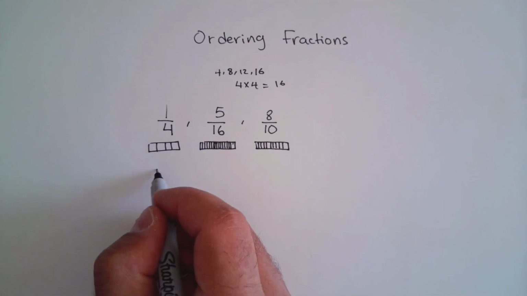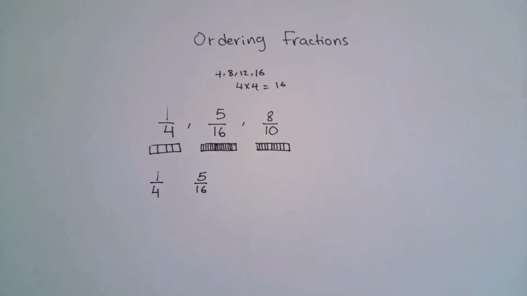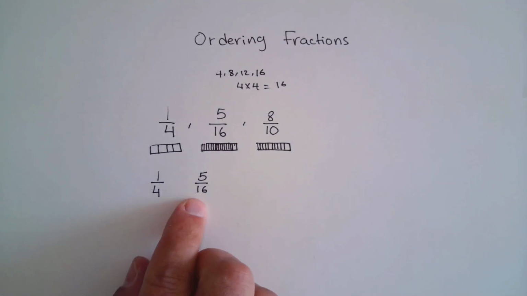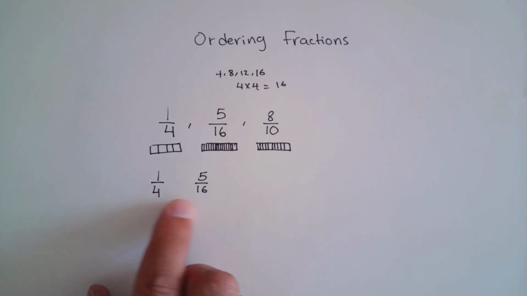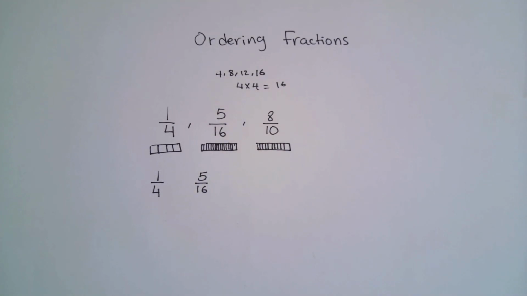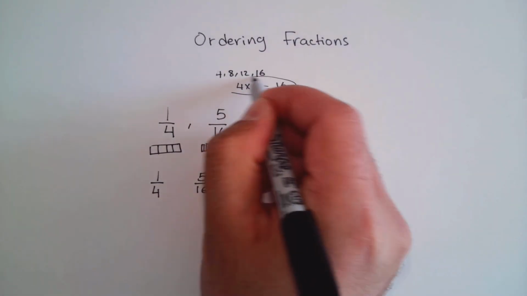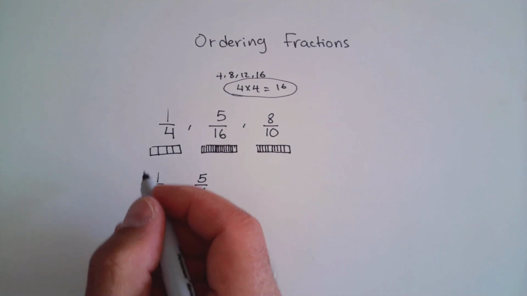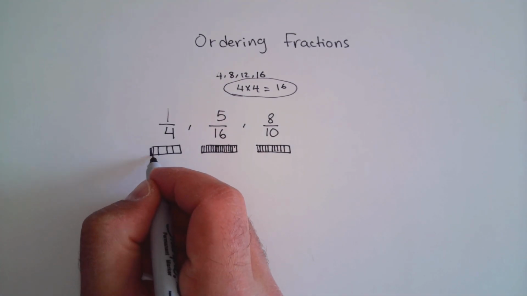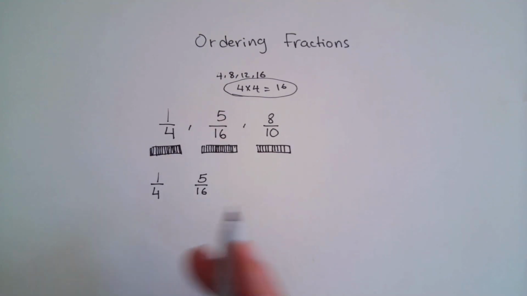Let's start with 1/4 and 5/16. Let's find out which one is the bigger fraction. They're both less than a whole because 4/4 would give me a whole and 16/16 would give me a whole, so I can't use the benchmark of a whole. I can, however, create an equivalent fraction: if I take each fourth and break it into 4 parts, that is going to give me 16.